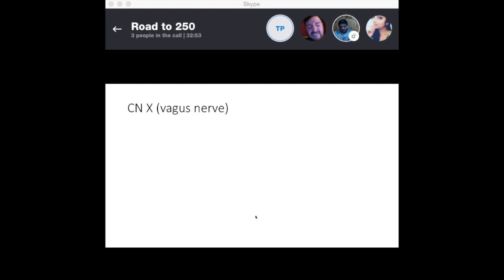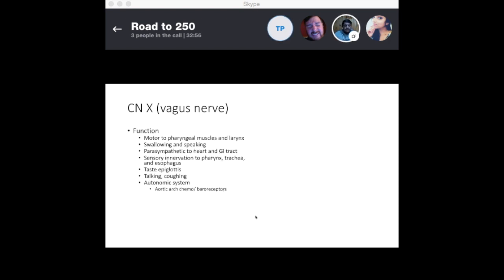Cranial nerve 10, which is your vagus nerve. The function is motor to the pharyngeal muscles and larynx for swallowing and speaking, parasympathetic to the heart and GI tract, and sensory innervation to the pharynx, trachea, and esophagus. It provides taste from the epiglottis, and is involved in talking and coughing. It has autonomic functions such as the aortic arch chemo and baroreceptors. A test you could do is saying "ah," which elevates the palate and tests the gag reflex or voice quality, essentially. We'll talk about that in a few minutes. It exits the skull through the jugular foramen.